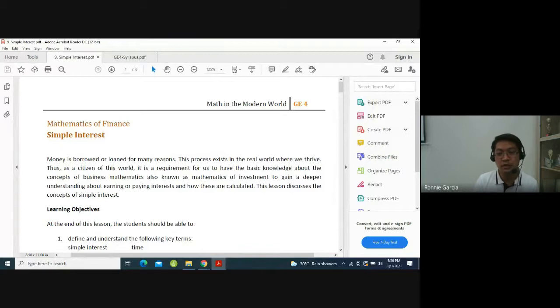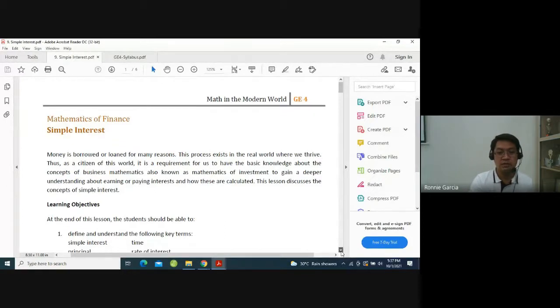So part of that in the mathematics in the modern world is giving you literacy on how to compute. Sometimes you can't believe it, right? How big these schemes have existed. So in our lesson, we will be computing how much the profit is, how much the payment is, if there will be money involved, whether you took a loan or you are the one lending.